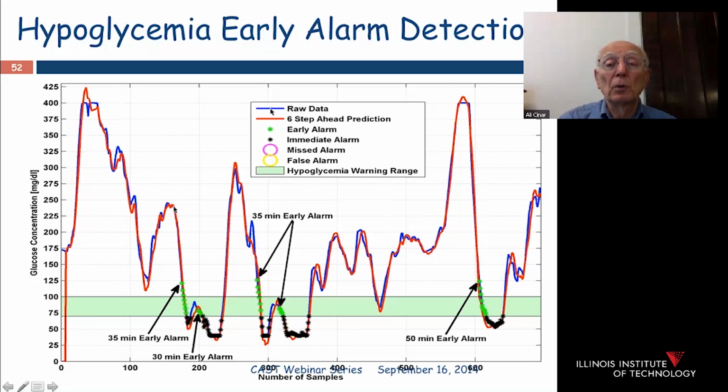So first of all, you see the raw data in blue, then the 6-step ahead prediction in red, and then the early alarm is given in green stars. And notice that starting that time instant, which is about 35 minutes in advance of the actual hypoglycemia episode, the system is beginning to give alarms that this patient will go to a hypo episode.